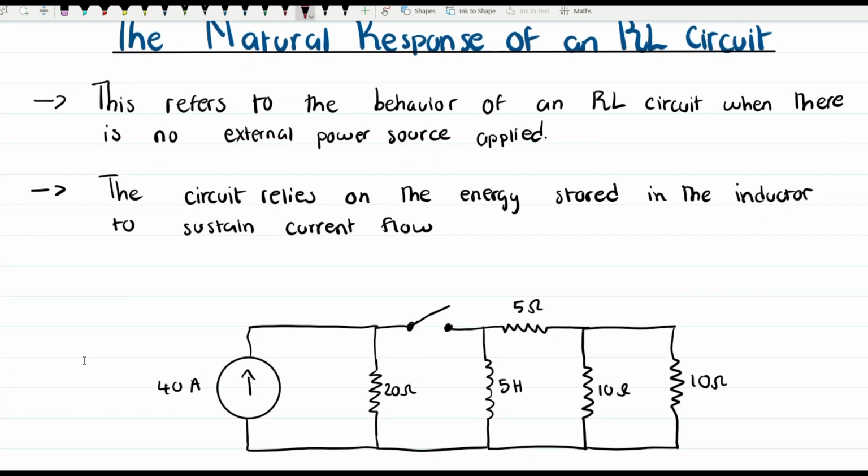Let me show you an example using this diagram right here. We have an independent current source and an inductor over there. Let's say the switch is initially closed, and it has been closed for a long time. When the switch has been closed for a long time, this inductor now becomes a short circuit.